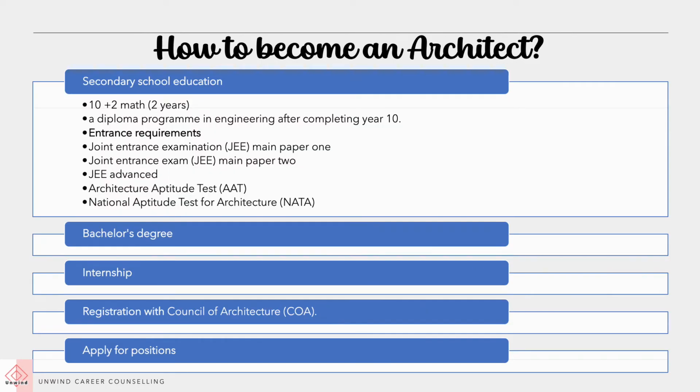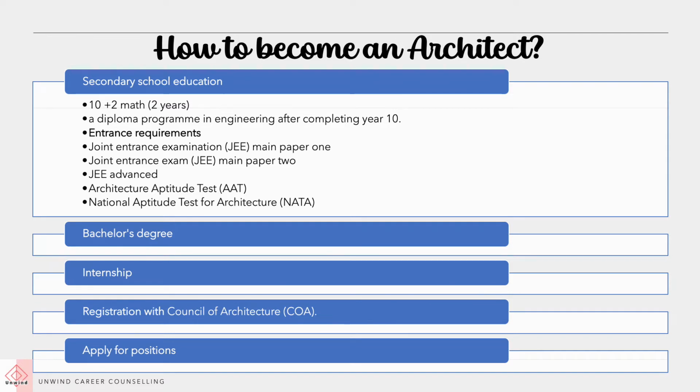Now, how do you become an architect? For that, the universities may require one or multiple exams. Before that, you need to complete your 10+2 with maths, or alternatively, you can do a diploma program in engineering after completing your year 2. This program is 3 years long, and after that you have to give your entrance exam. In the entrance exam you have multiple options, and depending on the university, they will choose one.